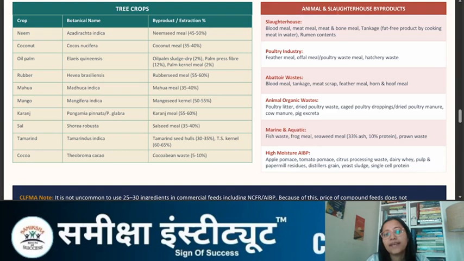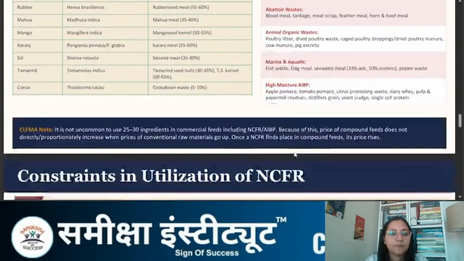So even animal slaughterhouse byproducts can be utilized. We discussed this in LPG classes as well. Byproducts: blood meal, meat and bone meal, tankage, etc. Poultry industry: feather meal, offal meal, etc. But these need to be first sterilized, okay, so that they do not cause any disease. Abattoir waste meal, blood meal, tankage, etc. and animal organic waste. Just now we discussed how silage can also be produced from the animal waste. So waste plates can be produced in high moisture agricultural byproducts.